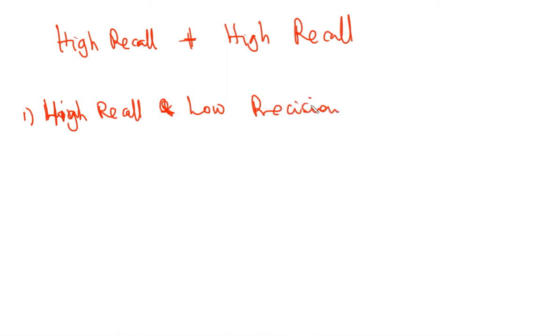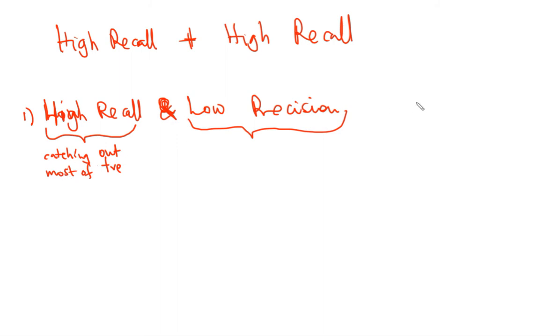We have high recall and low precision. What does that mean? High recall means this model is returning many true positives. It's catching most of the positive cases, right? But low precision. So in the data set that it's returning, of the total positives, you're catching a lot, right?